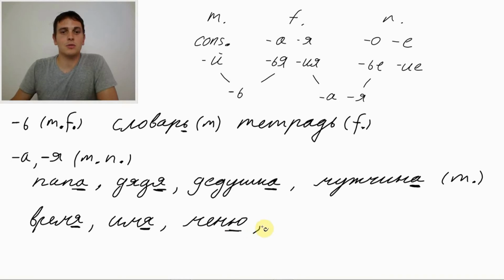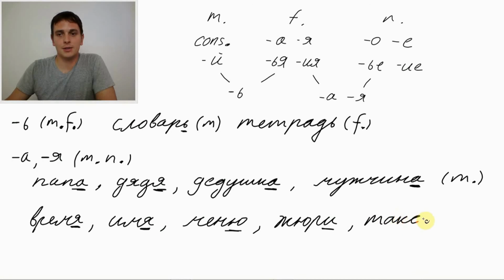And some words with different endings. Jury ends in e. We haven't learned anything that ends in e. Jury is neutral. And taxi. Taxi also ends in e, also neutral. So these words are of neutral gender.